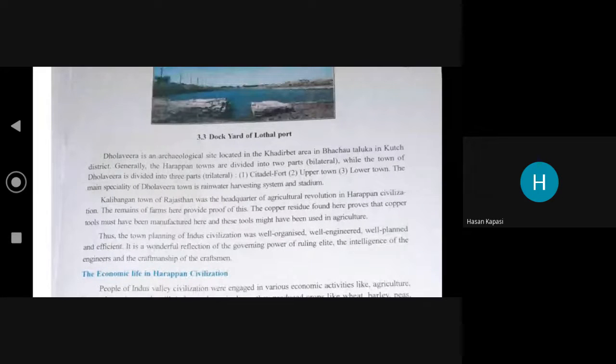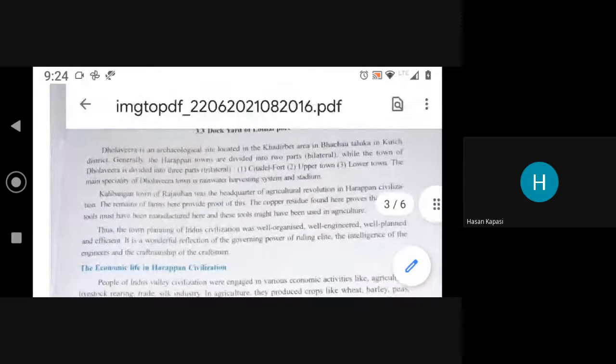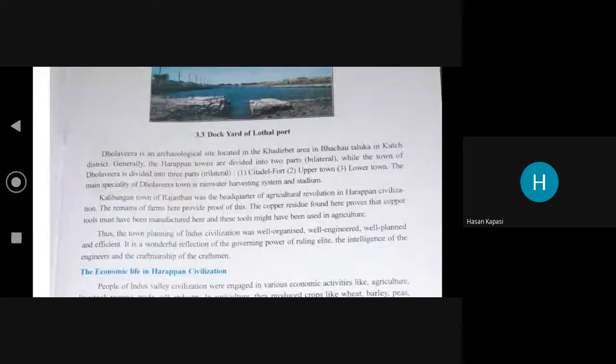Yes, ma'am. You can say clearly, right, that the town planning of Indus civilization, meaning Harappan civilization, was well organized. Everything was perfectly organized, well engineered, and well planned. Is it clear? And efficient also. Is it clear? Yes, ma'am. Yes, very good. Who would like to revise this part, what I explained right now? Then we will do the economic life in Harappan civilization.